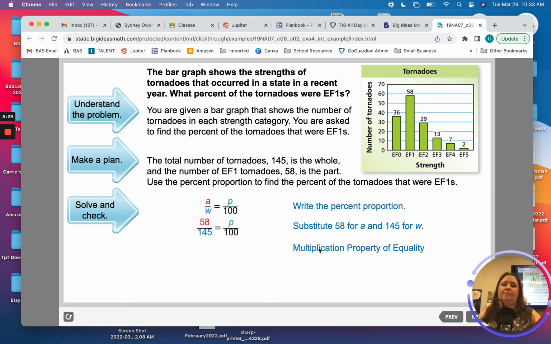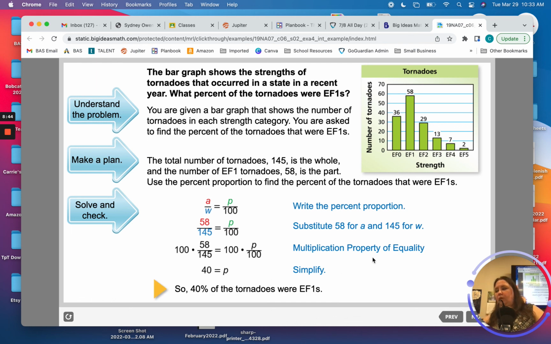Good job, 40. Since it's a word problem, we have to answer in words. 40 stands for what? Percent. So 40% of the tornadoes were EF1s. It's a nice number, and it makes sense. If you look at this chart, a lot of them were EF1s, almost half.